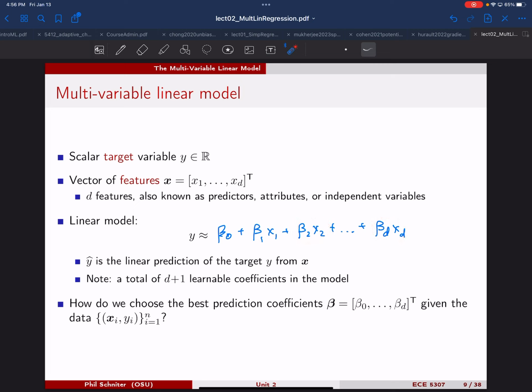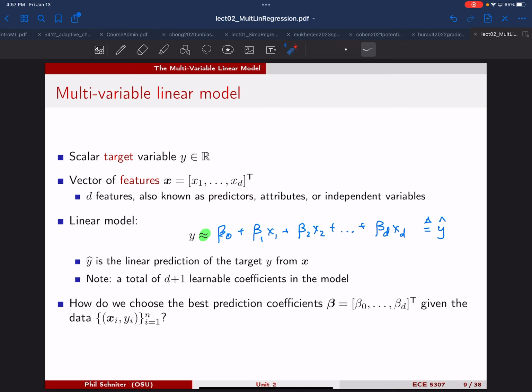And this is an approximate relation, right? Acknowledging that the data doesn't perfectly fit our model. But of course, it is useful to give our prediction a name. We'll call this prediction y hat. So y hat is our linear prediction of y from x, the vector, the boldface x. That's all the features together.